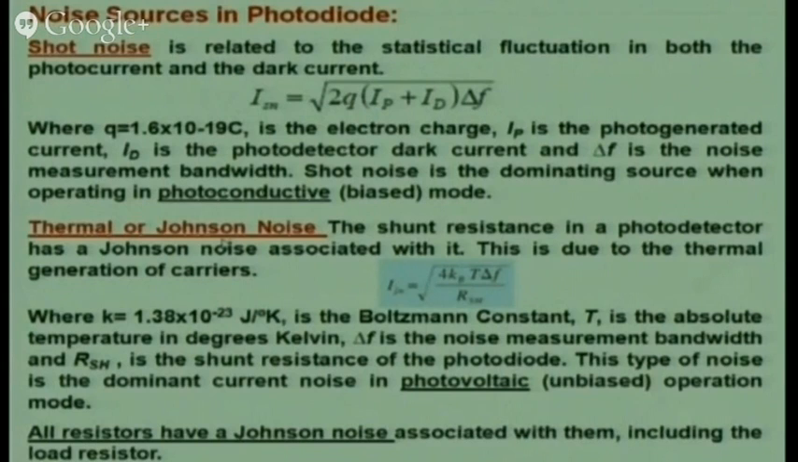And then the thermal noise, the shunt resistance, which is of the order of megaohms. Each resistance has its own thermal noise associated with it. So I must look for the shunt resistance noise current, which is governed by 4 kB T delta F / RSH. Now if I want to reduce this noise, I must limit my delta F, I must reduce my T, I must increase my RSH, shunt resistance. So all resistances have a Johnson noise associated with them, including the load resistance. All these resistances which we use lead to noise there itself.